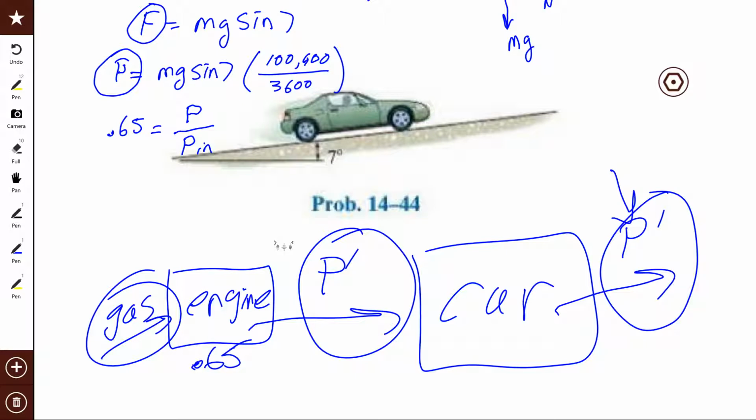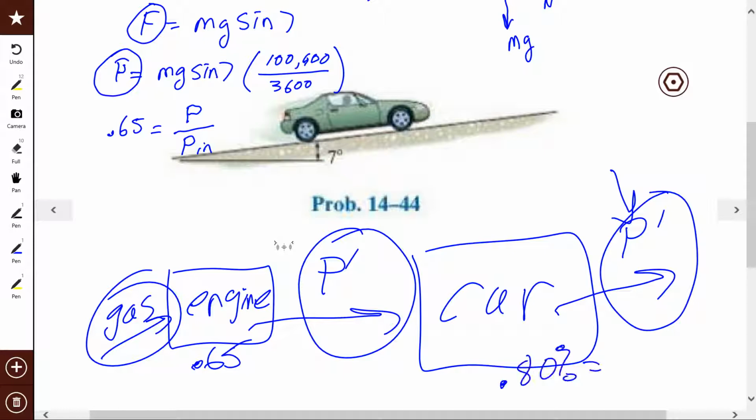Let's change the problem a little bit. Let's say your car is 80% efficient. Got it? What does that mean? We have to calculate P prime. Eighty percent efficient means it's not 80, it's 0.8. That's your efficiency, 0.8.